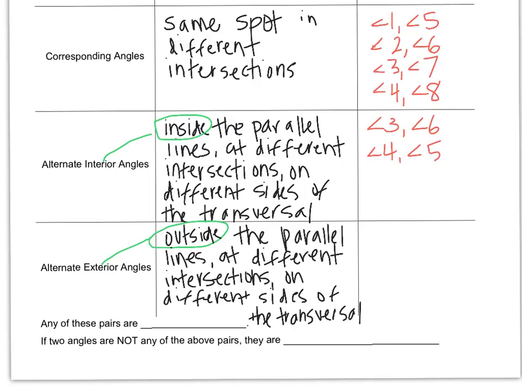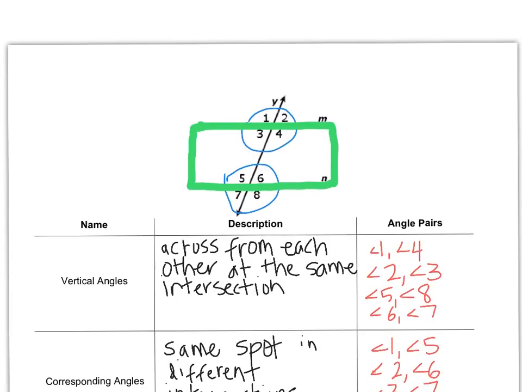All right, so if you don't have the definition, I'm going to pause for a second so you can copy it down, and then I'm going to scroll up to the picture. All right, so let's look at outside the parallel lines. I'll use red in my picture, and we're going to look outside the parallel lines. So we're looking here. Okay, so our two angle pairs are angles 1 and 8 because they're at different intersections. They're on opposite sides of the transversal, and they're outside the parallel lines. And the other pair is angles 2 and 7.